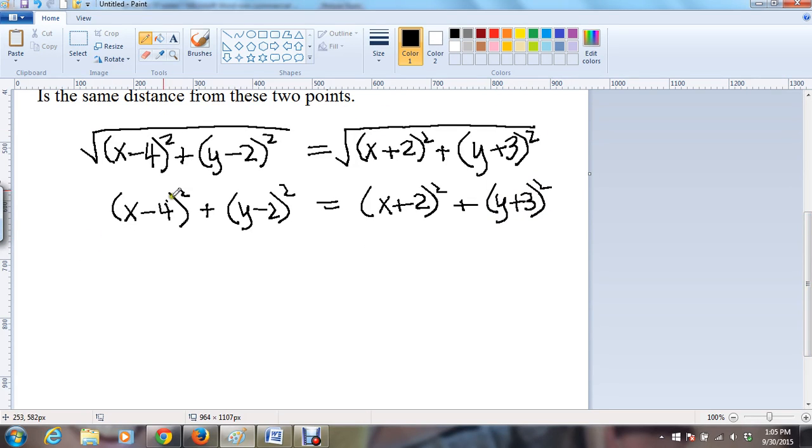Okay, so we're going to square this out, so that x minus 4 quantity squared is x squared minus 8x plus 16.